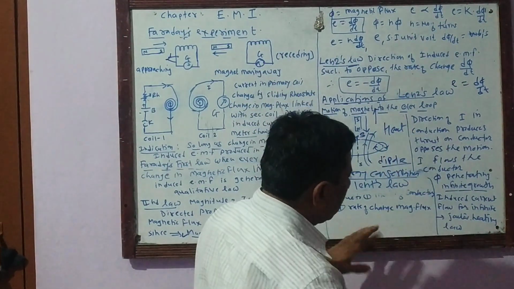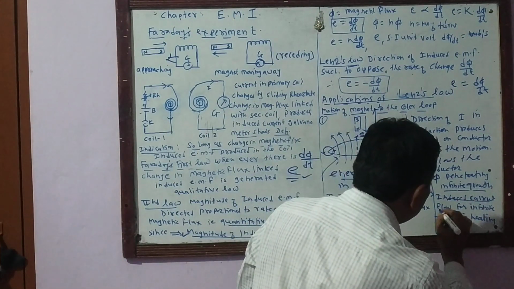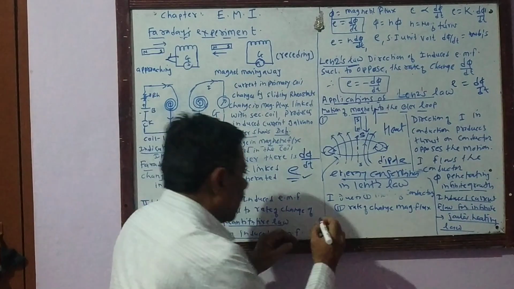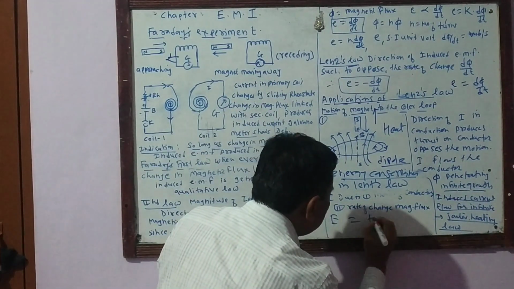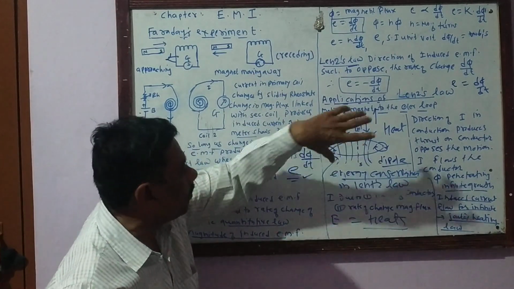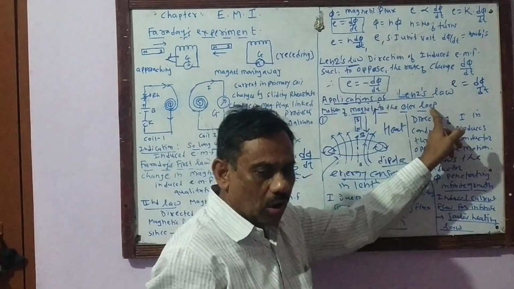In this way, the induced electrical energy current flows through the finite coil and produces Joule's heating, so that the electrical energy is converted into heat energy. This is the law of conservation of energy in Lenz's law.